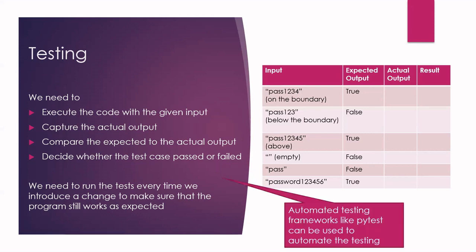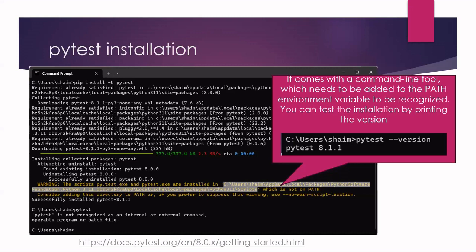Now we can use something like PyTest, which is a framework that is used for automating test cases. Here we're talking about unit test cases, white box test cases. You can install it just like we installed any of the libraries you've been installing. It's the same way; you can install it with pip. But it's not just a library. It also comes with a command line tool.